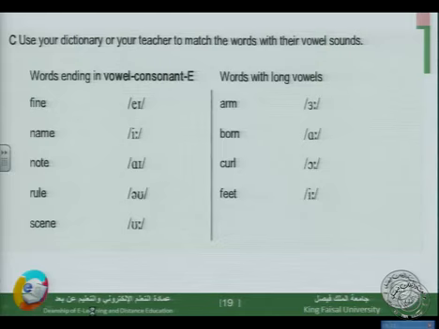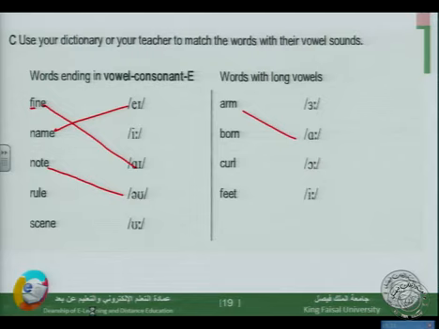Here we have some words ending in a vowel, consonant, E. Fine. When the vowel sound represents the sound I. Fine. Name. Note. Not note. No. Note. Arm. Born. And try to do this one, and this one, and this one by yourself.